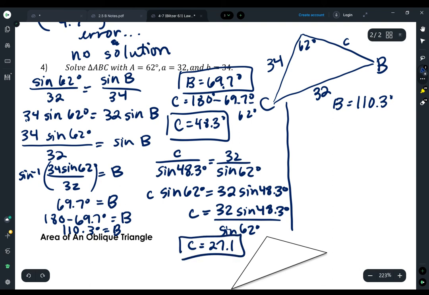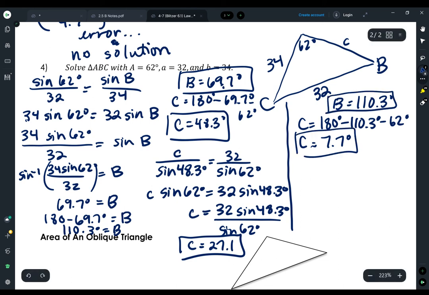All right, so there's one case. The other case is if we have a 110.3, and then C would be 180 minus 110.3 minus 62. So C would be just 7.7 degrees. All right, let's just box these in too, because this is our OR case. And then we're just basically doing the same algebra over here. C over sine of 7.7 degrees. I'm going to try and write smaller and cram it all in.